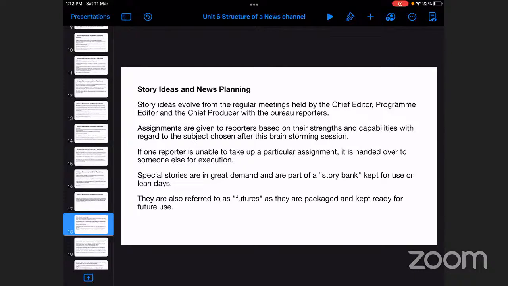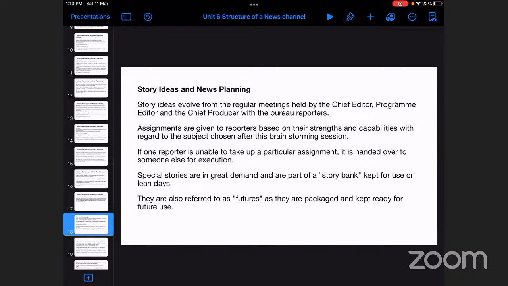The input editor mainly looks for political hard news stories. You know hard news means politics, accidents, crime, violence. This type of stories comes under hard news. Hard news stories are handled by the input editor. The soft news stories like entertainment, human interest stories, will be handled by the planning editor.